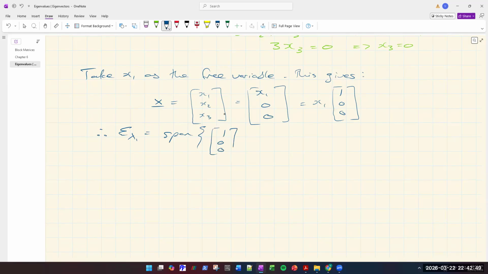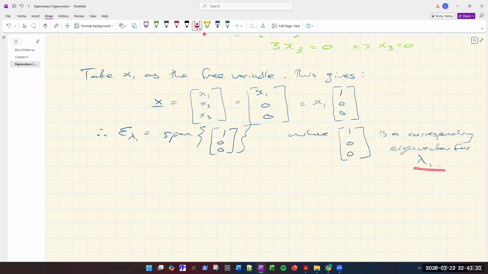1, 0, 0. Right? And of course, it's one-dimensional. It's the span of one vector, where 1, 0, 0 is a corresponding eigenvector for lambda 1. And of course, if you want a second corresponding eigenvector for lambda 1, just take any multiple of this one.